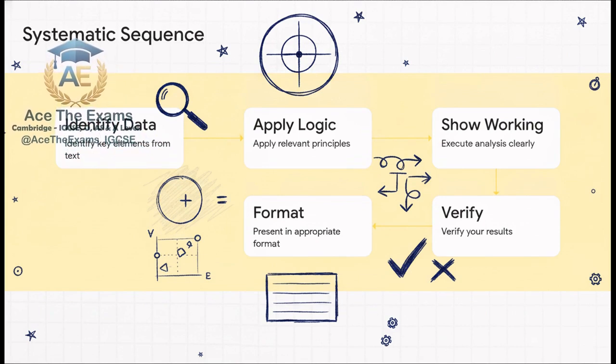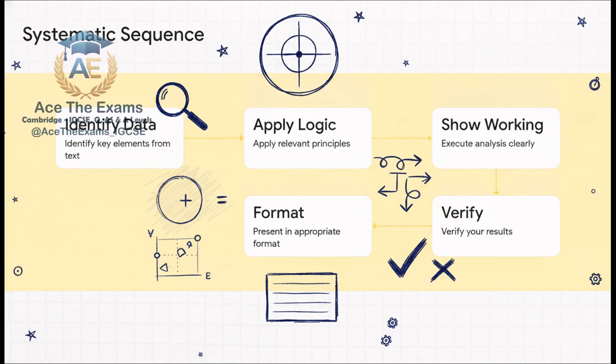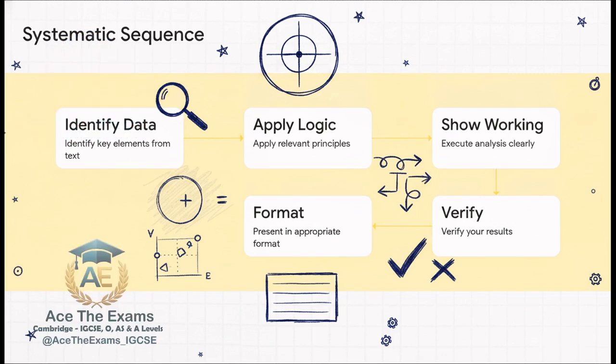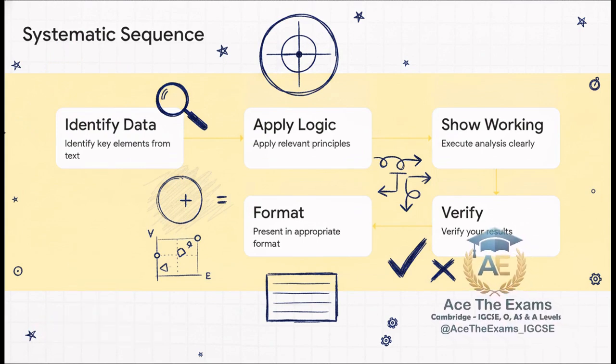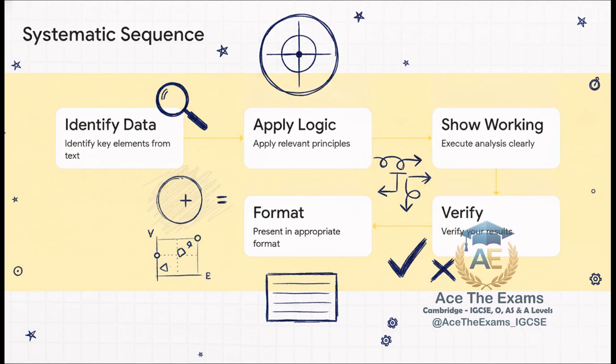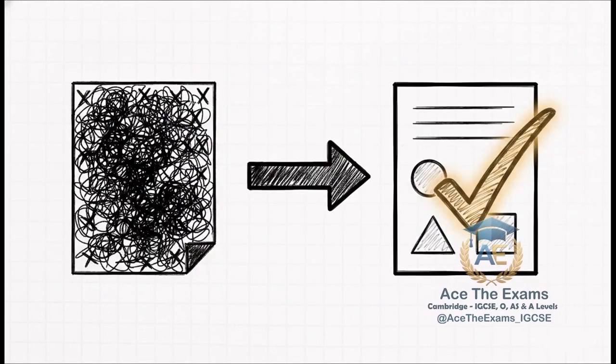Second, apply the relevant principles, which basically means pulling out our trusty circle equation. Third, execute your analysis with absolute clarity on the page. Fourth, verify your results to catch any of those silly little errors. And fifth, present your final answer precisely how the question demands. This sequence, it's your ultimate safety net. And keep in mind, it is not just about the numbers.